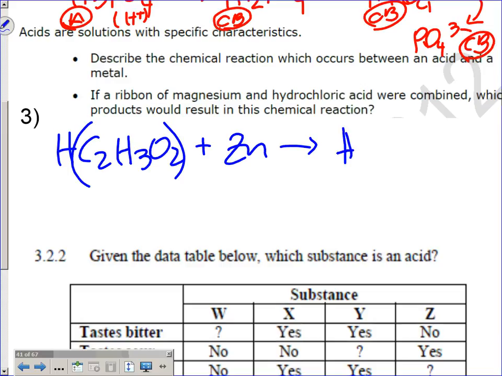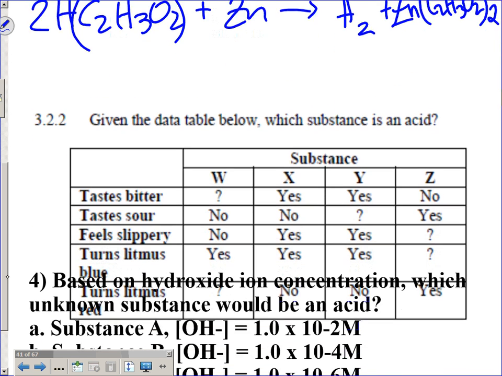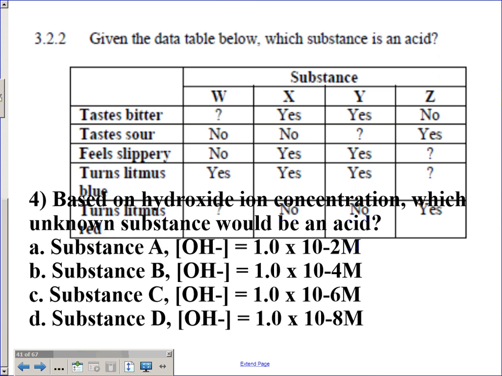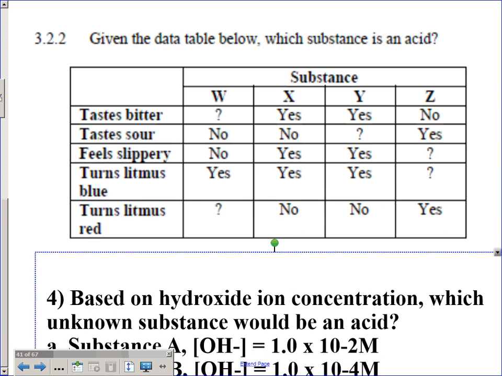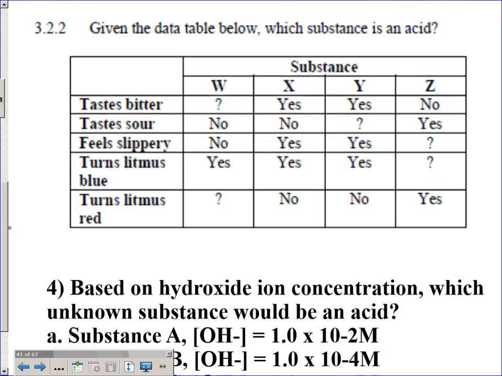Hydrogen gas, good, because H can't be booted out by itself. It has to be a mini-me, right? So it's got to be hydrogen gas, H2. And what else? How do you write zinc acetate? Anybody else? 2, because zinc has a 2 charge. Remember, Z looks like a 2. That's the one you have to memorize. Okay. Then this is balanced by this. There we go. All right. So last 2 questions. You guys take a minute and determine which below is an acid based on the characteristics.